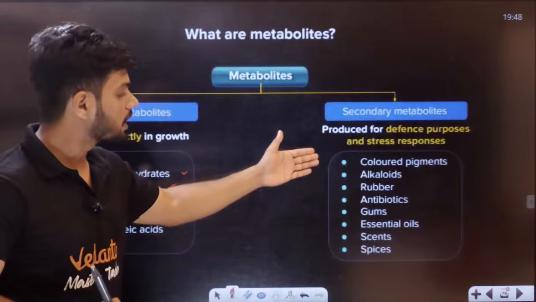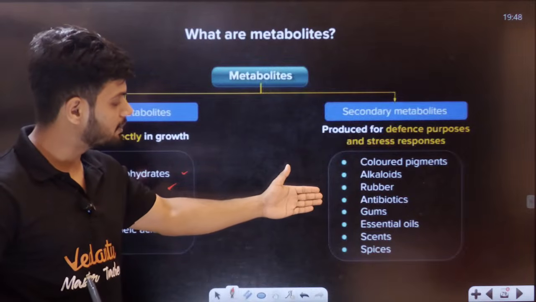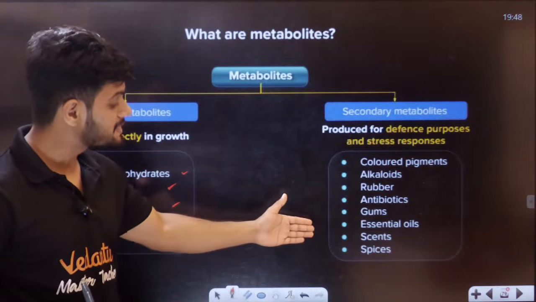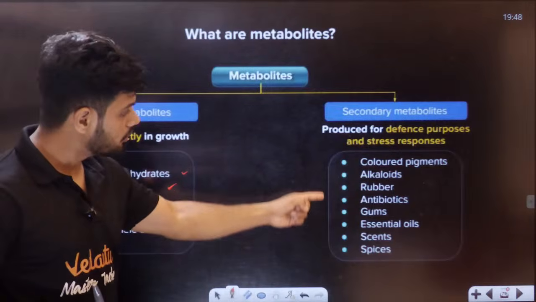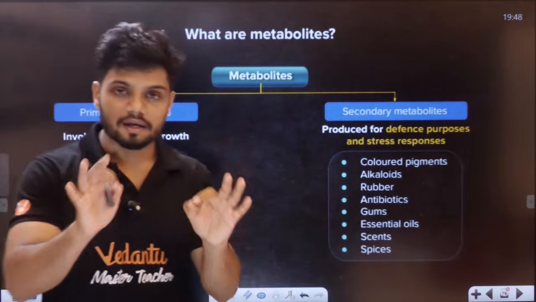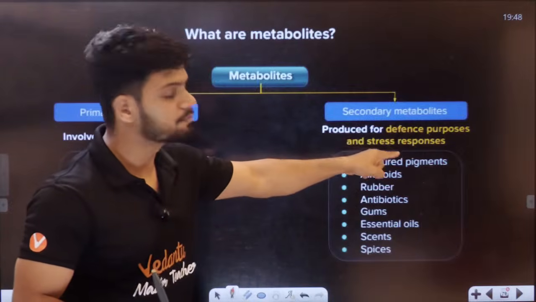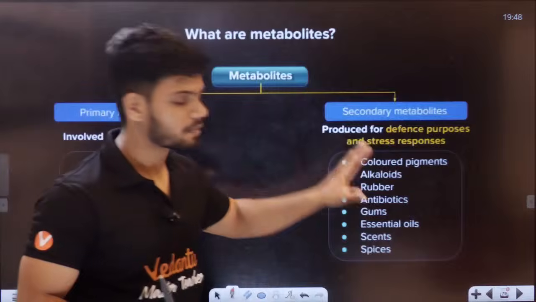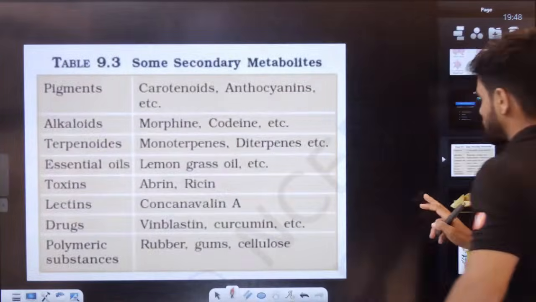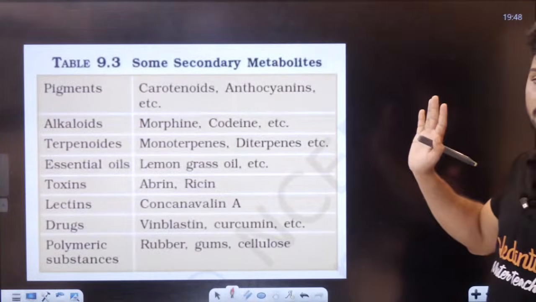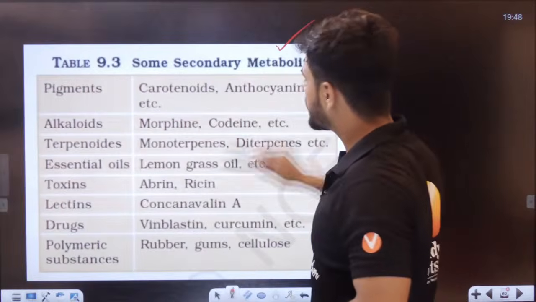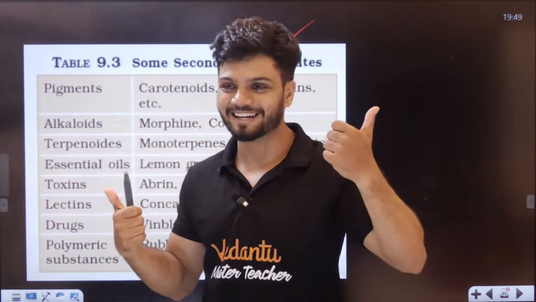Defense mechanism. Colors, pigments, alkaloids, rubber, antibodies, gum, essential oils, scents, spices. All of these are called secondary metabolites. Secondary metabolites are produced for defense purposes or stress response. That's what you have to remember. And students, you have to remember this table right here. If you remember this table, today's class is done.